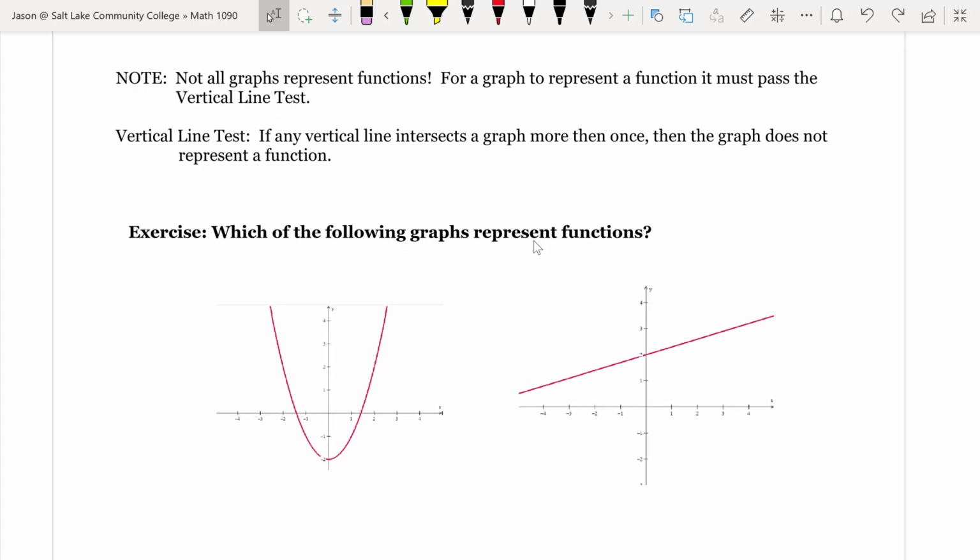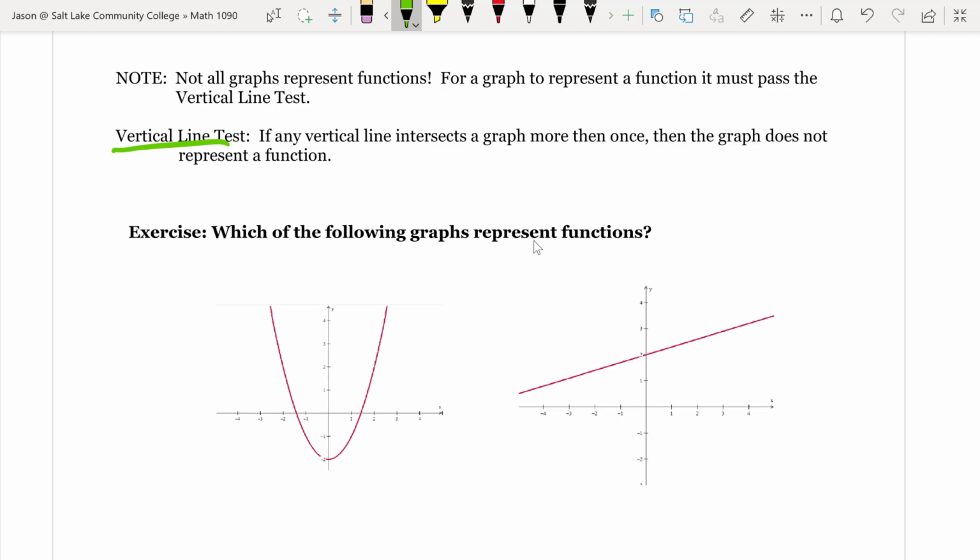Let's continue on. Note, not all graphs represent functions. For a graph to represent a function, it must pass the vertical line test. What is the vertical line test? If any vertical line intersects a graph more than once, then the graph does not represent a function.